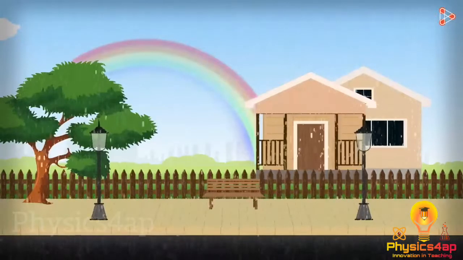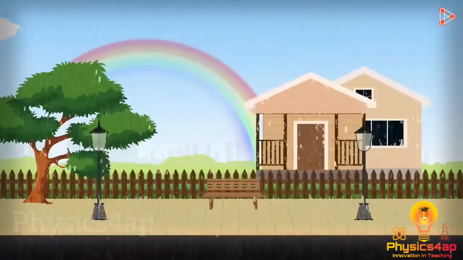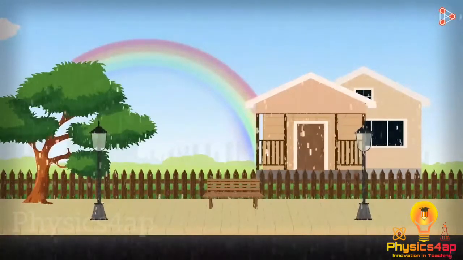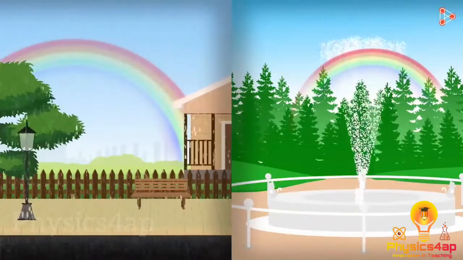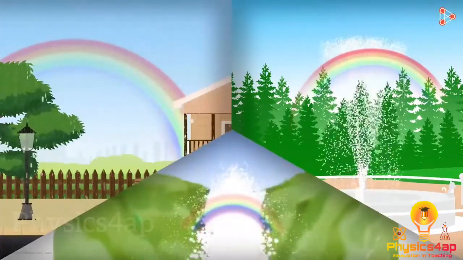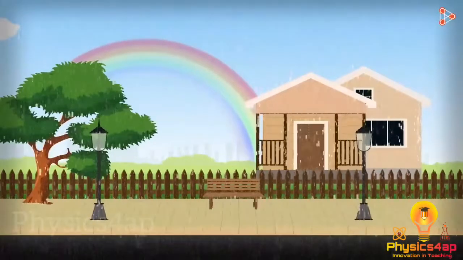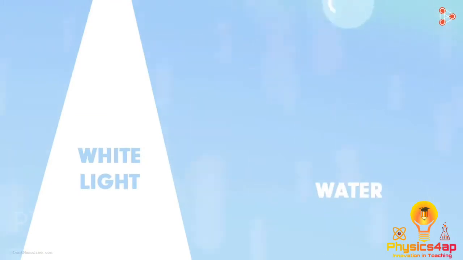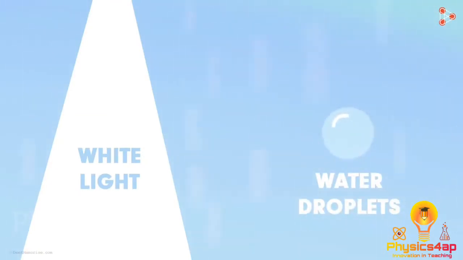You might have seen a rainbow during rainfall along with the sunlight, right? And also you might have seen it near water ponds, near the garden, or near the rainfall. So how does this rainbow occur? Now let us see the formation of a rainbow. For that we need white light and also water droplets.